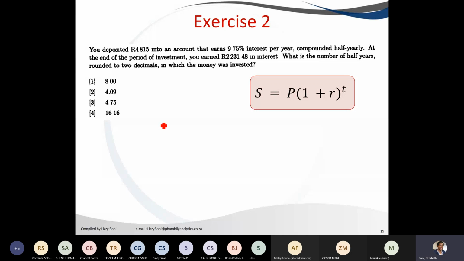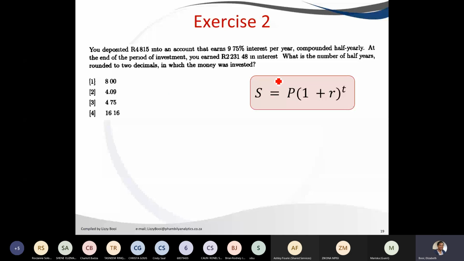You deposited 4,815 into an account that earns 9.75% interest per year, compounded half yearly. At the end of the period of the investment, you earned 2,231 in interest. Remember what is an interest? The amount you pay plus your present value.